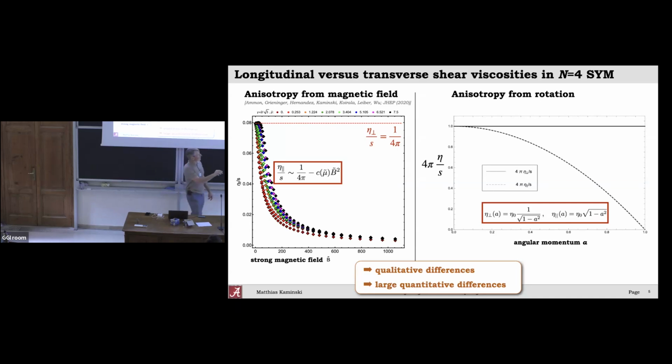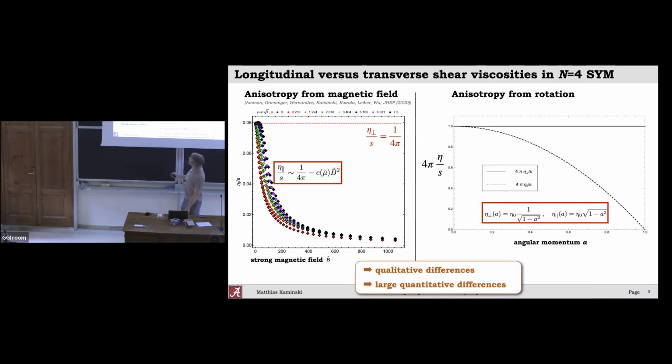There is another shear viscosity, eta perpendicular divided by s, which actually satisfies this 1/4 pi value in this holographic model. So the message here is that you need to distinguish between shear transport in the longitudinal direction and shear transport transverse to the magnetic field. Yeah.